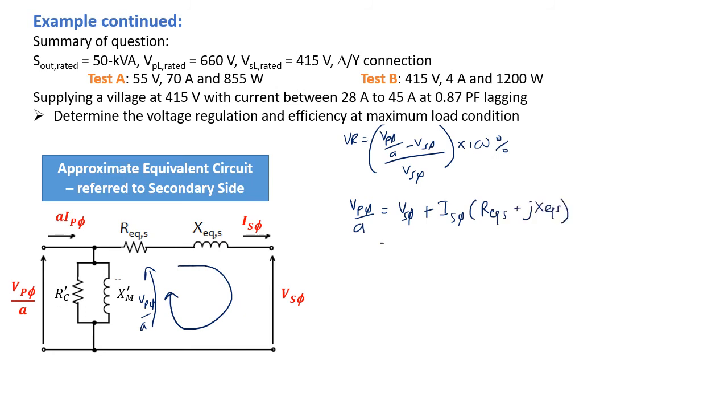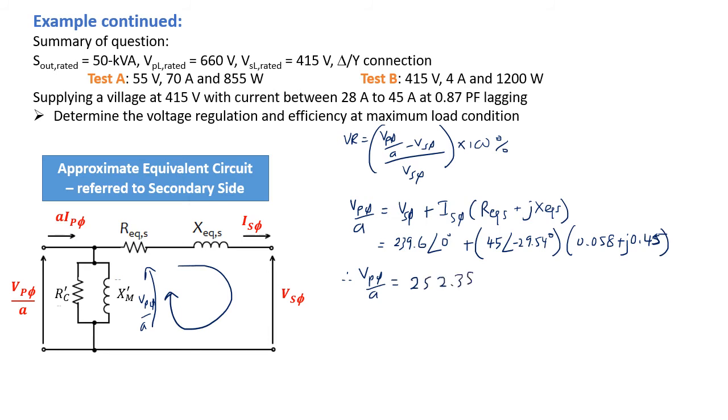We had from our previous calculation, at maximum load, Vs phase was 239.6 at angle 0. Is phase was 45 at angle negative 29.54. And Req 0.058 plus jXeq 0.45. So from here, we can calculate Vp phase over a, and it comes out to be 252.38 at an angle of 3.71 degrees volts.